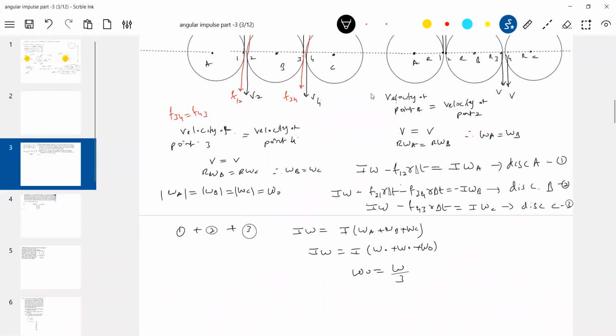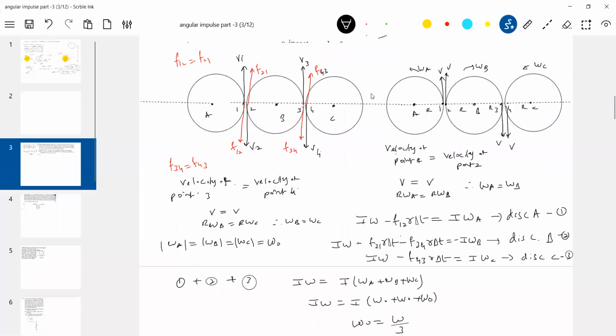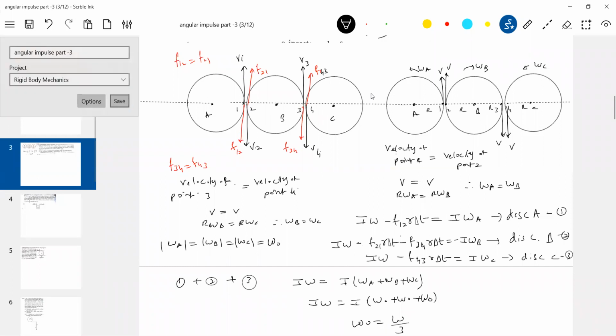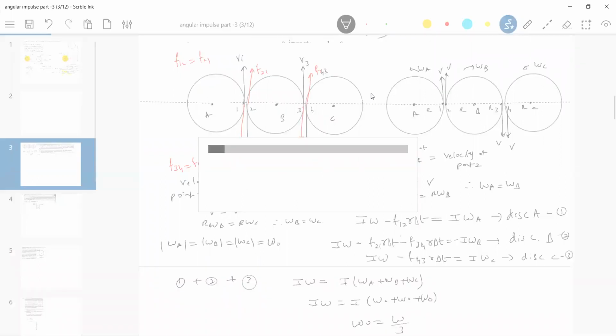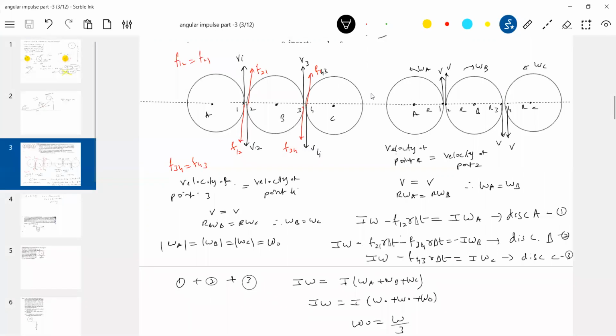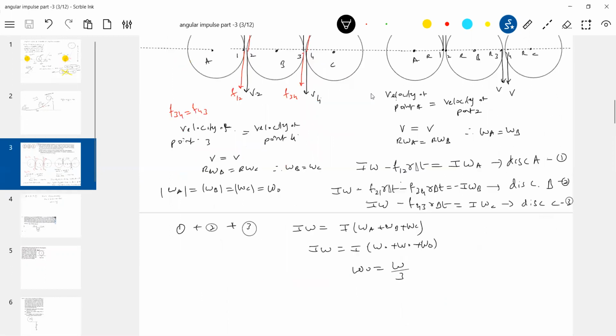Now what is the final answer? Omega A will be anti-clockwise, omega B will be clockwise, omega C will be anti-clockwise. This will be our final answer. In exams it can be asked, you have to be very alert with such small numericals. I'll scroll down, see once.